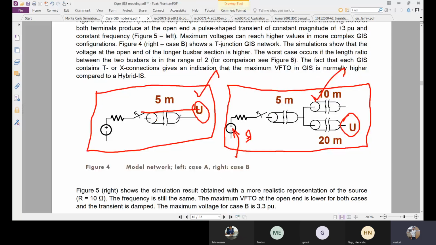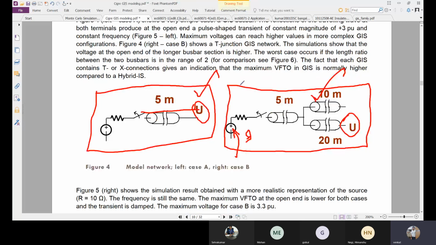There will be no distortions in this waveform, right? But here what it does, here there will be reflection and refraction. So what happens is that here the voltage will be getting more distorted. Now we will see the outcome of this example.